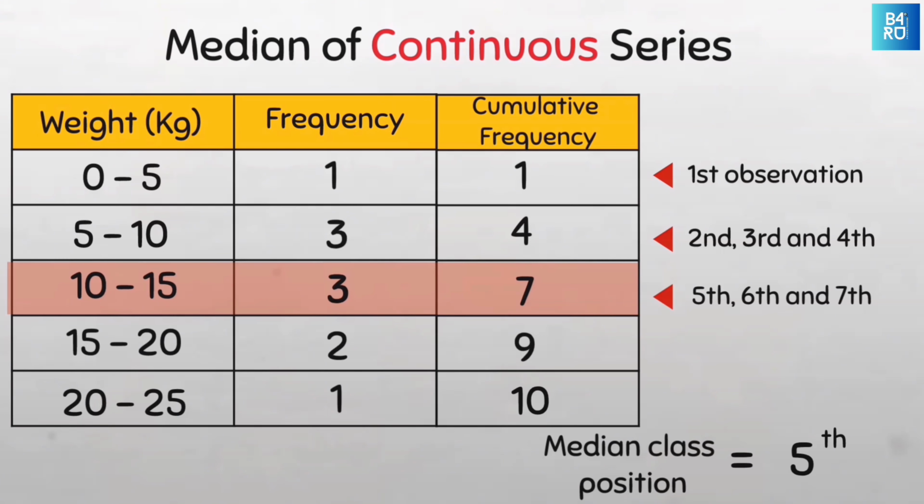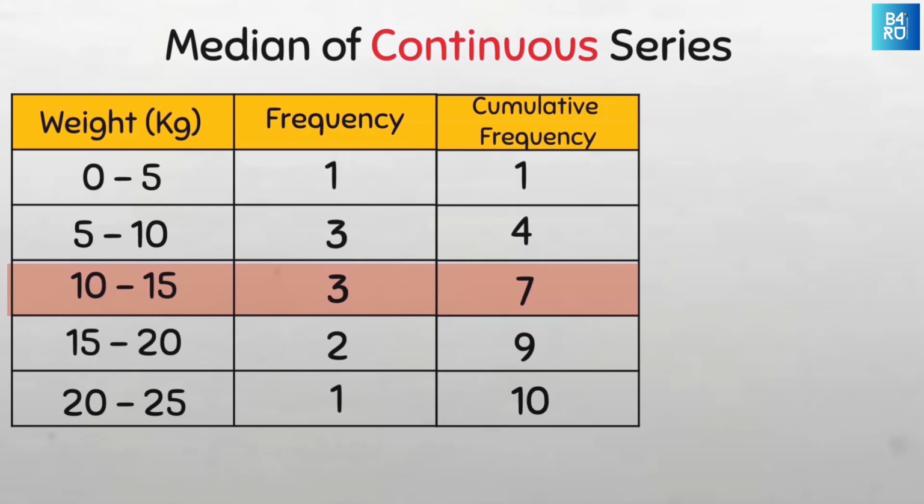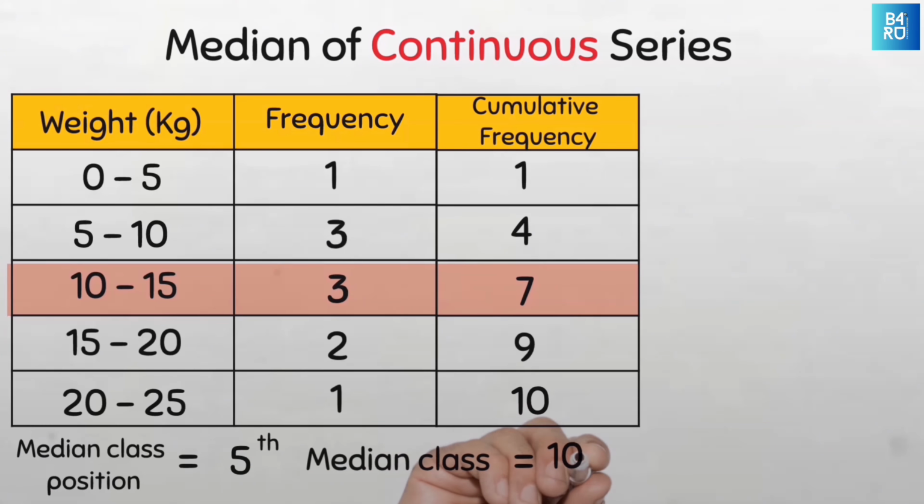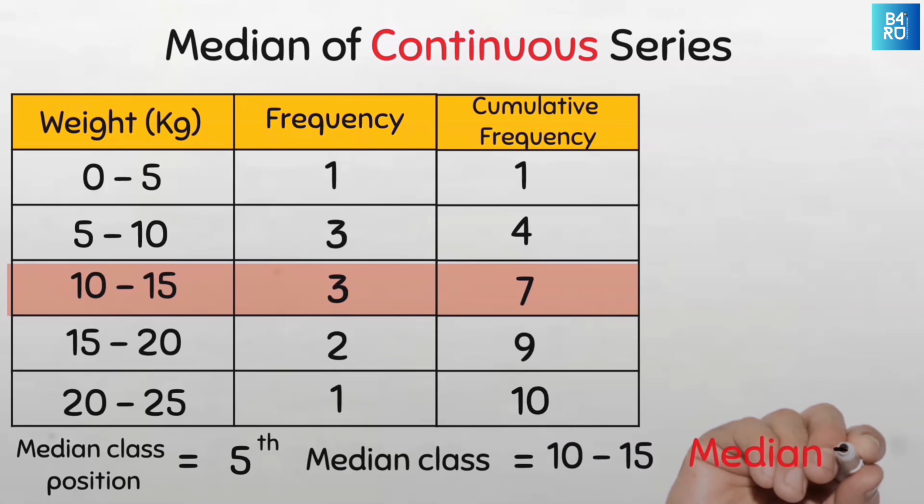Now, if you don't understand how we got this class as the median class, an easy way to look at it is that you should just select the class that has a cumulative frequency just above the median position. So our cumulative frequency of 7 is the one just above the 5th position, right? Nice. Now we know our number of values to be 10, and the median class position to be the 5th position. Now we know the median class to be the 10 to 15 kg class. Now let's go ahead and find the median value.